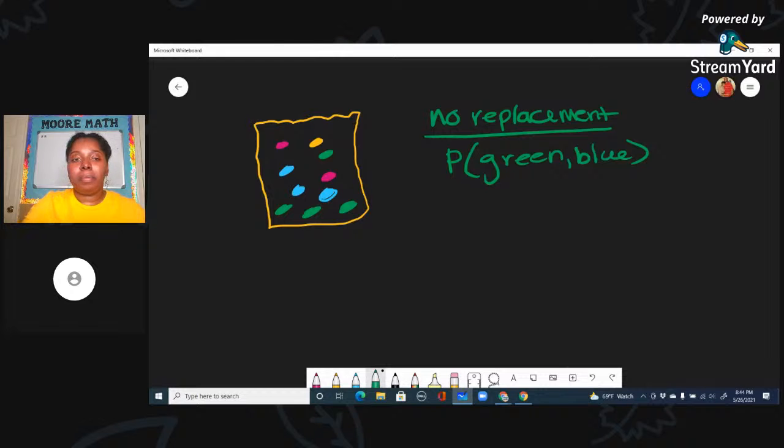So would it be 4? What's 4? The green. Okay. So the probability of choosing green is 4 out of 10. Excellent. Okay, keep going. And the blue would be 3 out of 10.